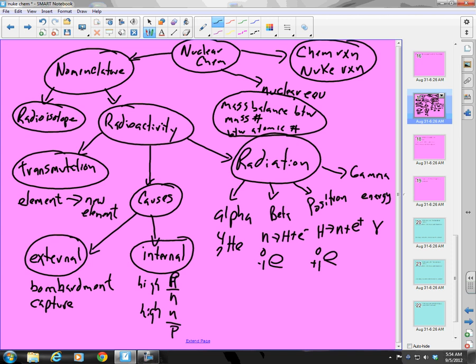Good. And so I guess there's one other thing we need to talk about here. Well, really two. When we talk about radioactivity, we want to talk about half-life.